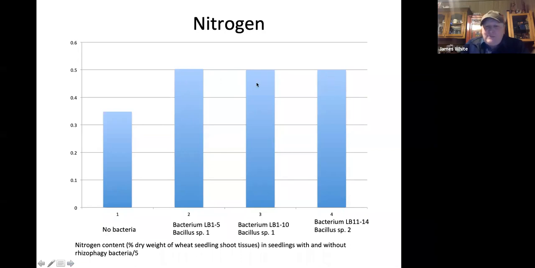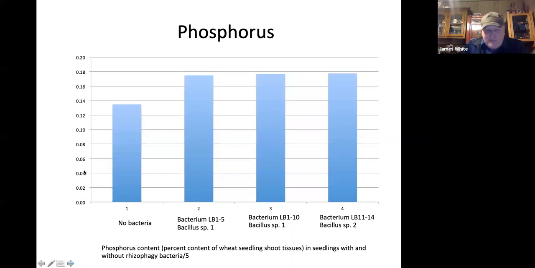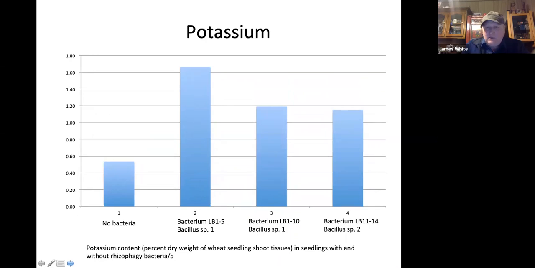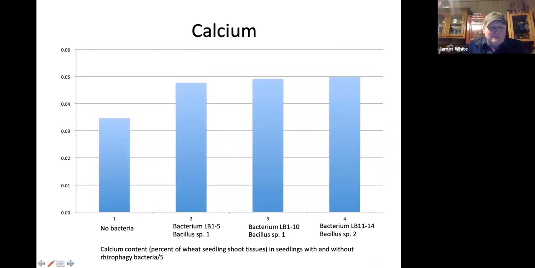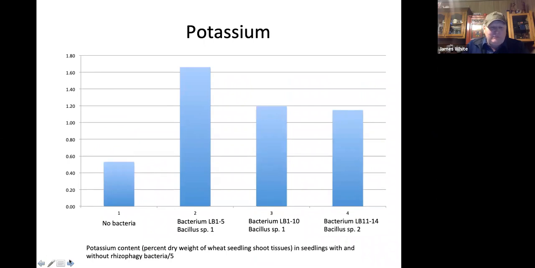But you can see with the bacteria there's probably about a 30% increase in the amount of nitrogen going into those shoots. So it's making a big difference in nitrogen. This is for phosphorus. It makes a difference in phosphorus, maybe a 25% increase when you have the microbes there compared to not. With potassium, with this particular microbe, it looks like maybe 3 times the amount that you get without bacteria. So with that bacteria the plants get a lot more potassium.